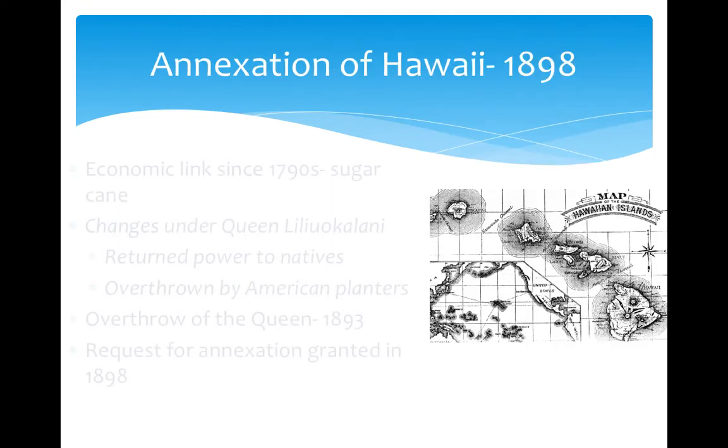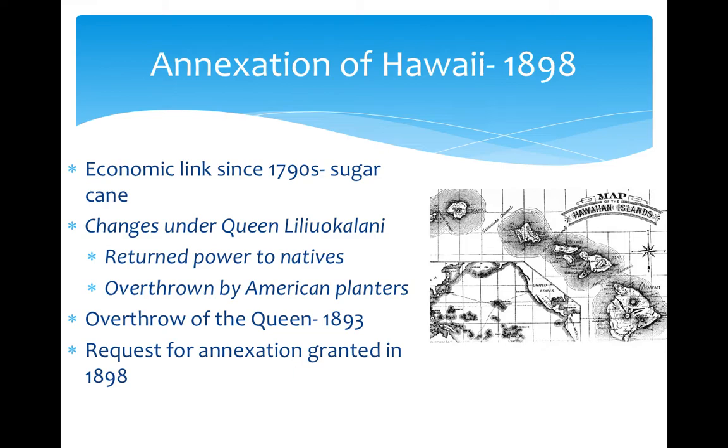Last slide we have here is the annexation of Hawaii. You should definitely know that there's economic links to the sugarcane industry. That's the most important thing on this slide that you know, is that economic link there. All the way back to the 1790s, there's been that economic link to the sugar industry. You don't need to write this down, but Queen Liliuokalani, she returned power to the natives instead of to the sugar planters. People like Dole Pineapple were losing power there. And so she was overthrown by the American planters. Sanford B. Dole of Dole Pineapple, they would overthrow the Queen in 1893.